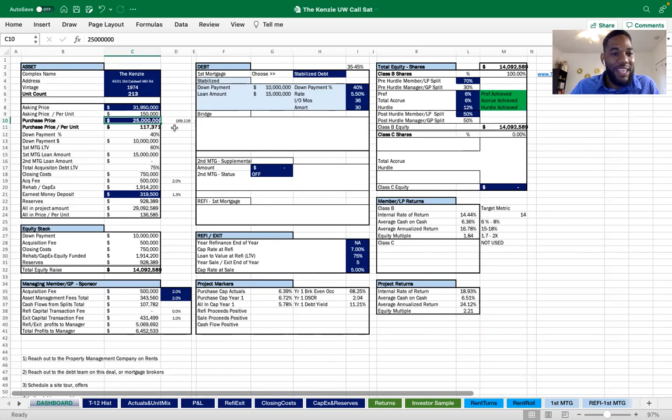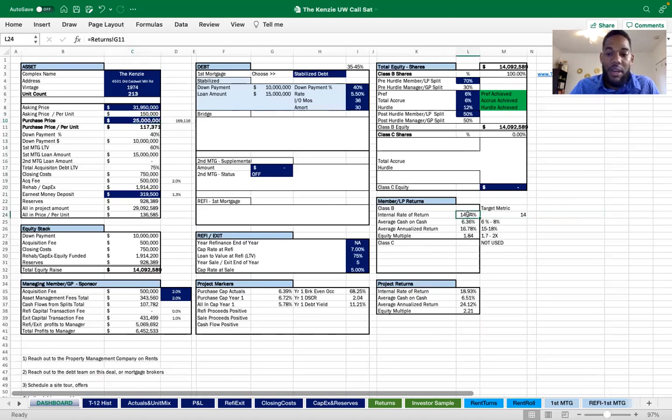So 25 million. That's 117K a unit. And at 117K a unit, you see we're in the green. What are the odds of us getting a discount of over 10 million off the purchase price? This guy probably would have to be caught with his pants down to do that. Honestly, for us to get that much off the price, the odds of this are probably really low.